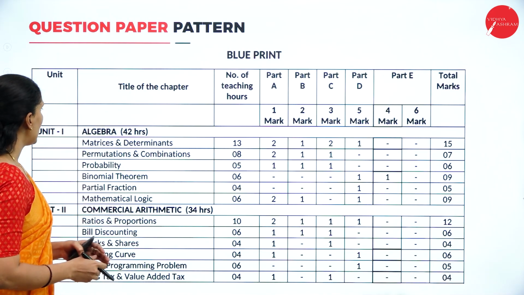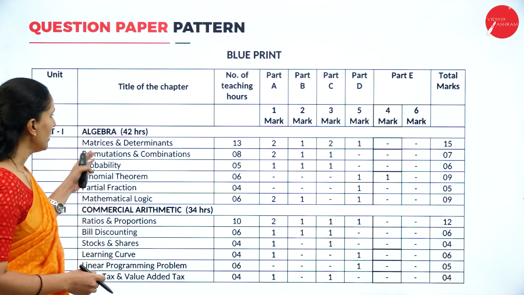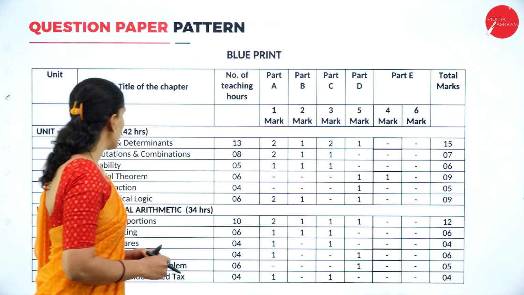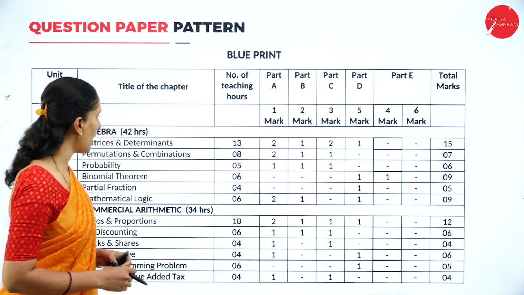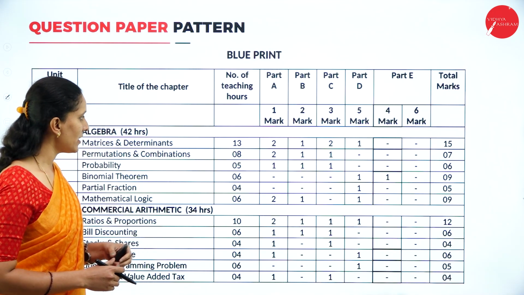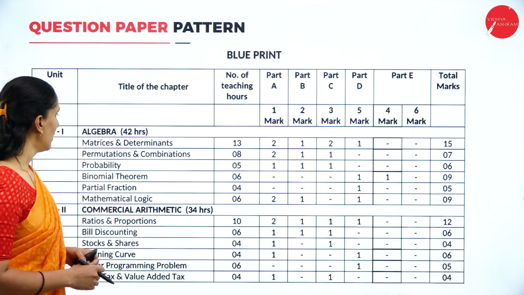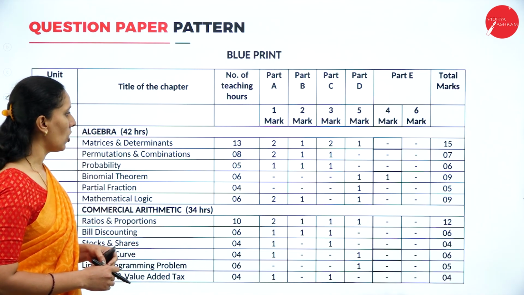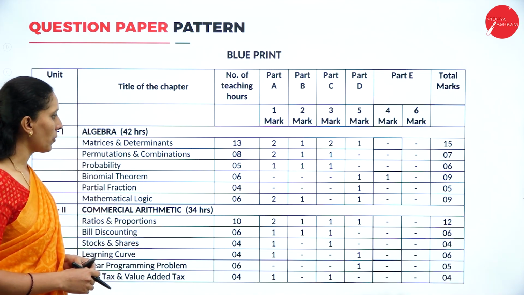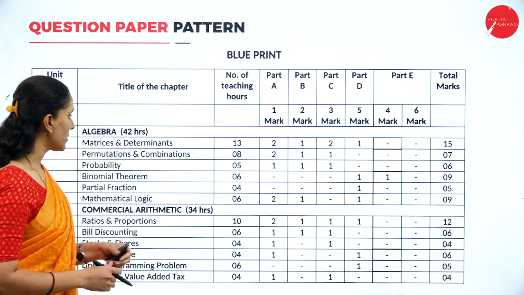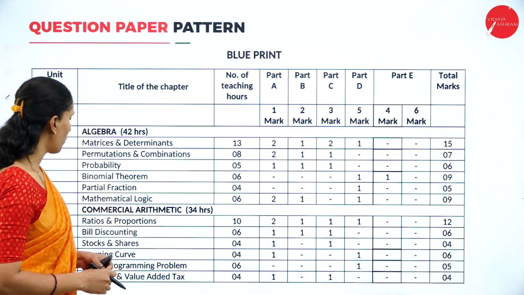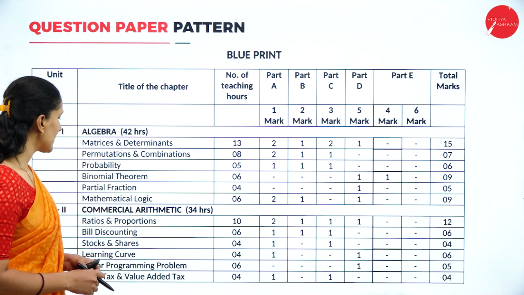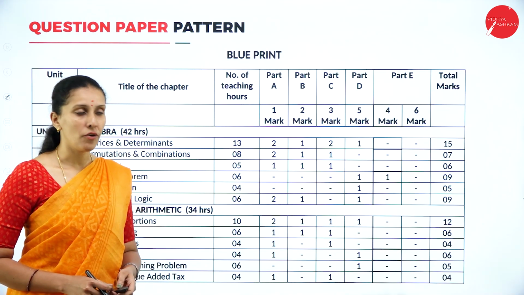So it follows like this. Under the unit algebra, the division under each section is given. Matrices and determinants will be for 15 marks, permutations and combinations for 7 marks, probability 6, binomial theorem 9, partial fractions 5, mathematical logic 9, and ratios and proportions 12, bill discounting for 6 marks, stocks and shares 4 marks, learning curve 6, linear programming problem 5 marks, sales tax and value added tax 4 marks.